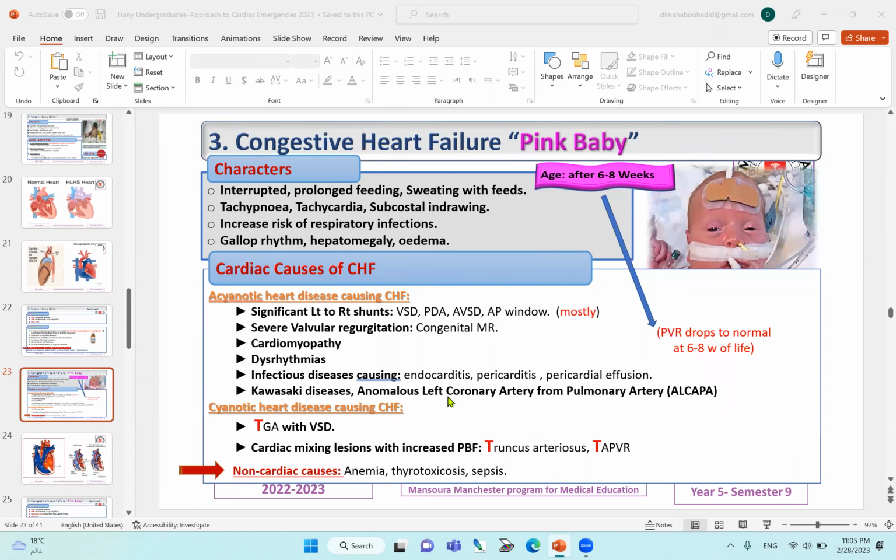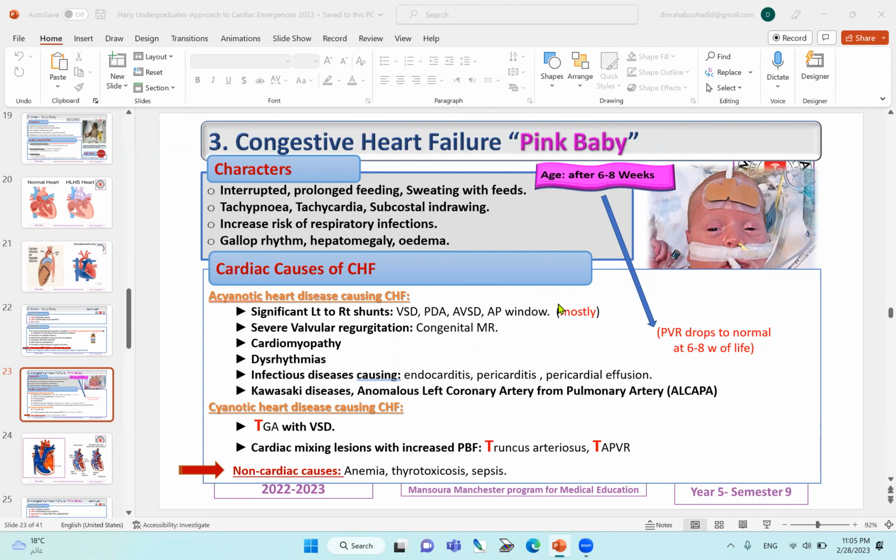The third presentation is congestive heart failure, or the pink baby, as you said. As you see, the baby becomes congested and pink, and this happens in a baby at the age of 6 to 8 weeks. Why at this age does the baby come with congestive heart failure? At this age, normally the pulmonary vascular resistance drops to normal.